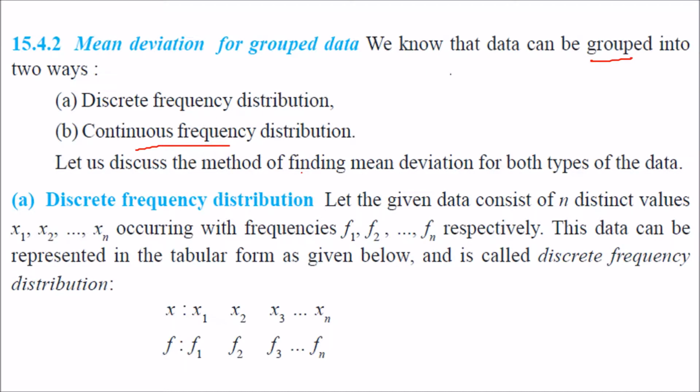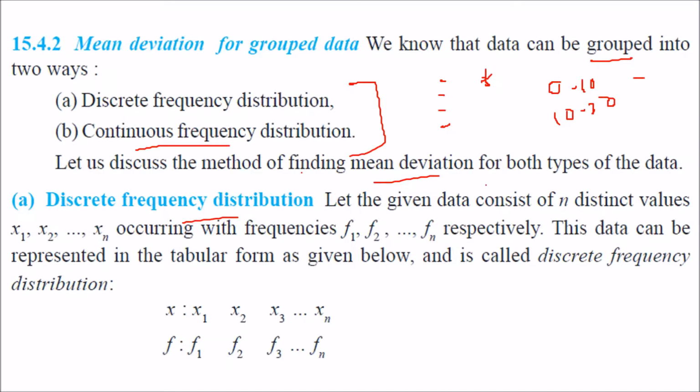Discrete means that for any value you have some frequencies, and in continuous you will have some intervals, like 0 to 10 this much, 10 to 20 this much, like this, and there will be no gaps. So let us discuss the method of finding the mean deviation for these types of data.